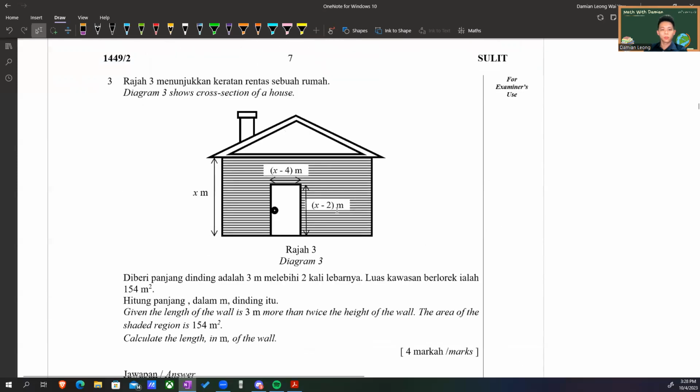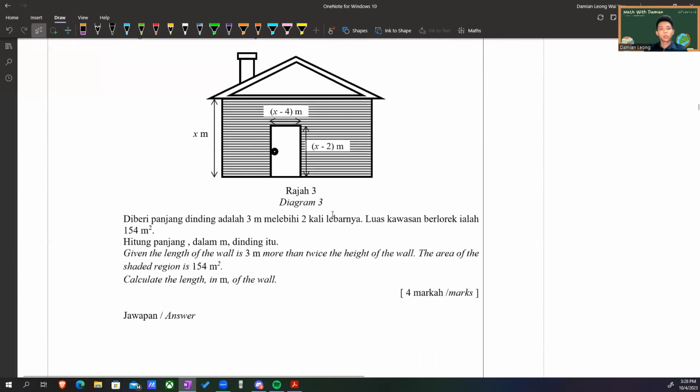Question 3. Diagram 3 shows a cross-section of a house. The length of the wall is 3 meters more than twice the height of the wall. Length of the wall would be this.